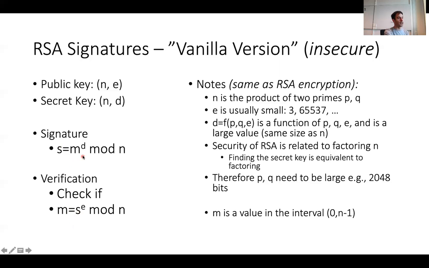Signing is applying a function to the message, which only the signer can do using the secret key, and verifying is verifying that that function has been applied, which in the RSA case means taking S, raising it to the E, and checking whether this gives you M or not. Okay, so this is the basic version of RSA signatures, which, as the title slide says, is insecure. Let's see why it's insecure.